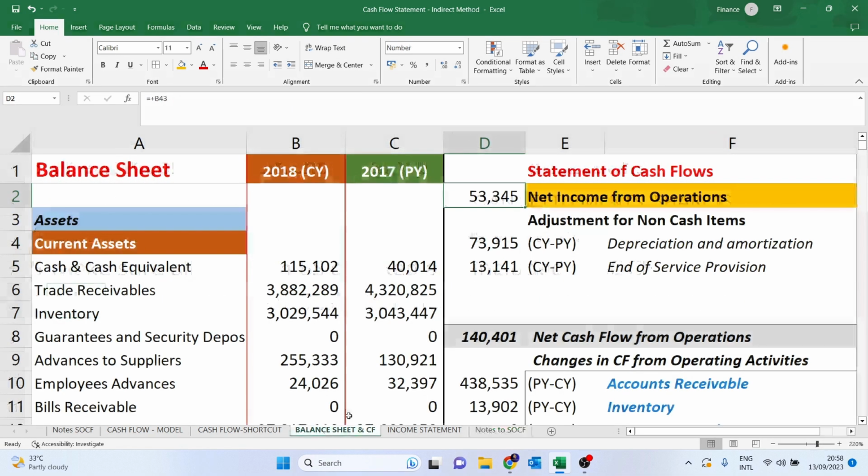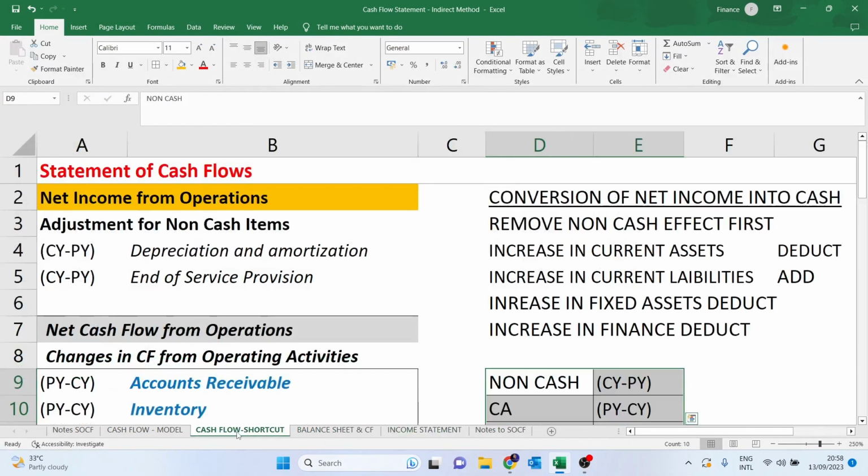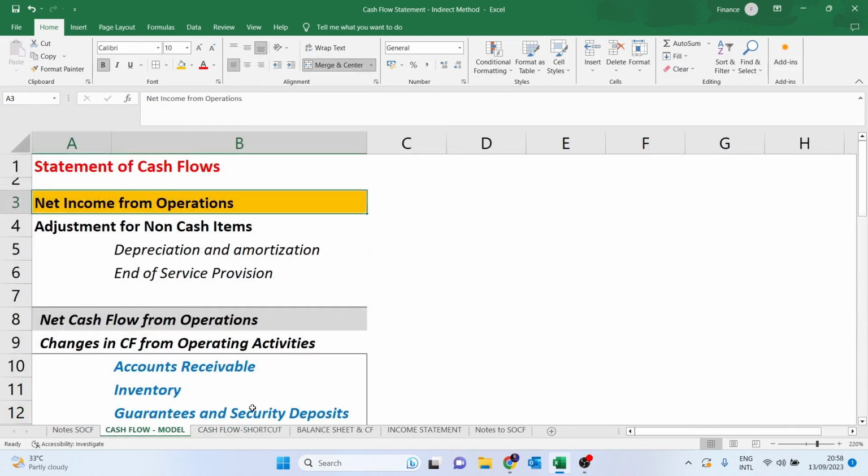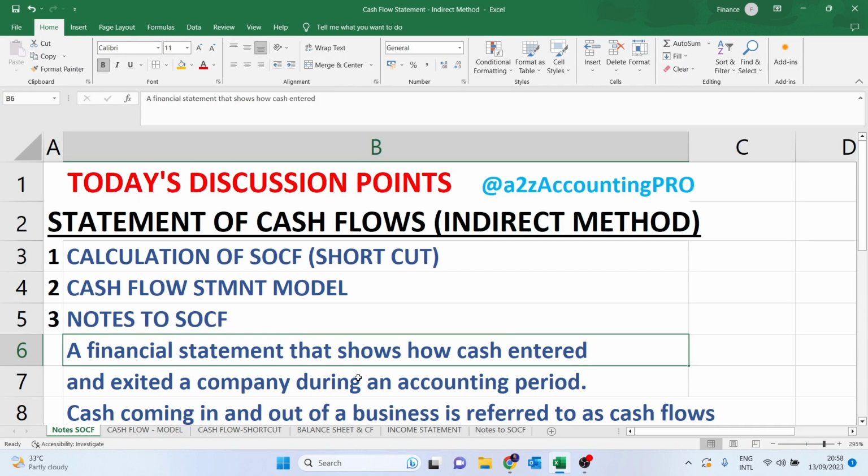Okay, so that is all for the cash flows.